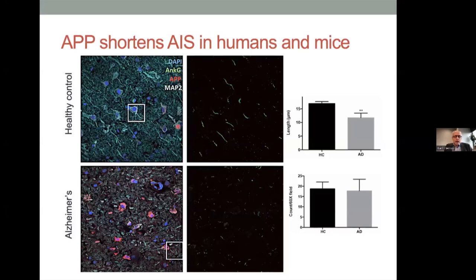So in both human and mice, in conditions where APP is upregulated, the axon initial segment shortens. So this is human tissue stained with ankyrin G to show you the initial segment, and APP. Normally there are very low levels of APP even in the aging brain, although there's more than in the young brain. But in the Alzheimer case, there's a lot of APP found. It's interesting that a lot of it is intracellular. And when you look at the AIS, the initial segment, they're considerably shorter, even though their density is not changed.